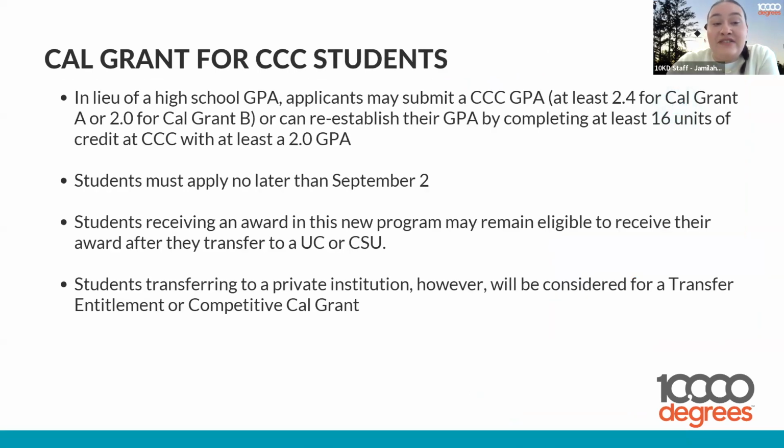So, Cal Grant for CCC students. In lieu of high school GPA, applicants may submit a CCC GPA of at least 2.4 for Cal Grant A or 2.0 for Cal Grant B, or they can reestablish their GPA by completing at least 16 units of credit at a CCC with at least a 2.0 GPA. But students must apply for this no later than September 2nd. Students who are receiving an award in this program may remain eligible to receive their award after they transfer to a UC or a CSU. But students transferring to a private institution will be considered for a transfer entitlement or a competitive Cal Grant.